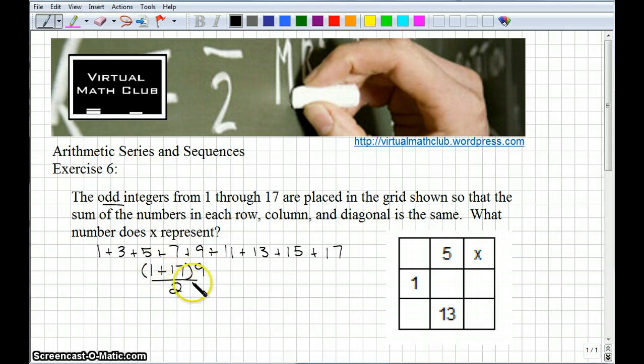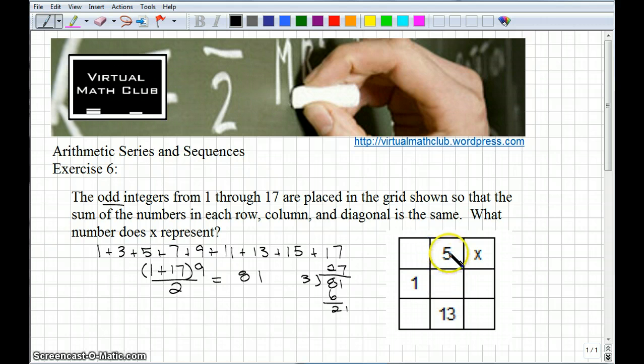And we divide that by 2. And so we'll get 18 divided by 2 is 9. So 9 times 9 is 81. So now we know that the sum of all the numbers in the grid has to be 81. And if we want to know what the sum of any one row or column has to be, then we can divide 81 by 3, and we'll get 27. Okay? So now we know that all the rows and columns have to add up to 27.